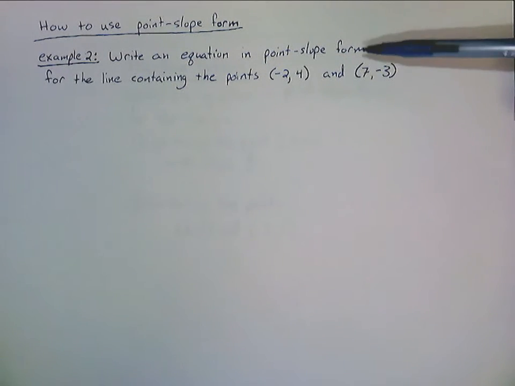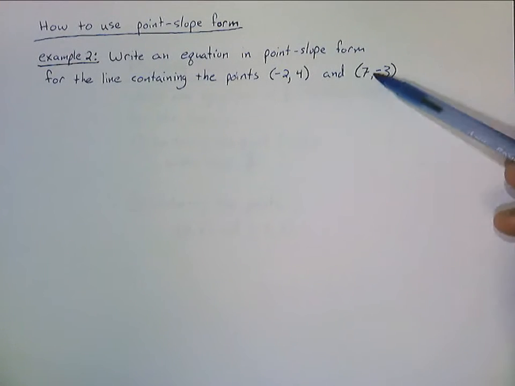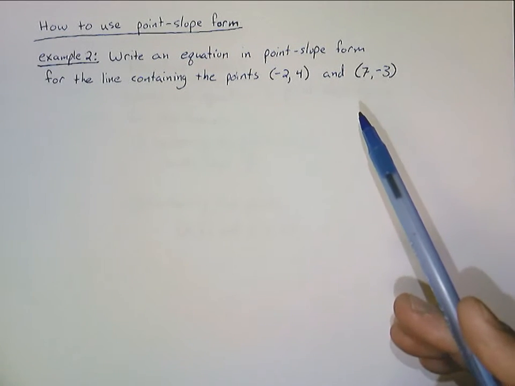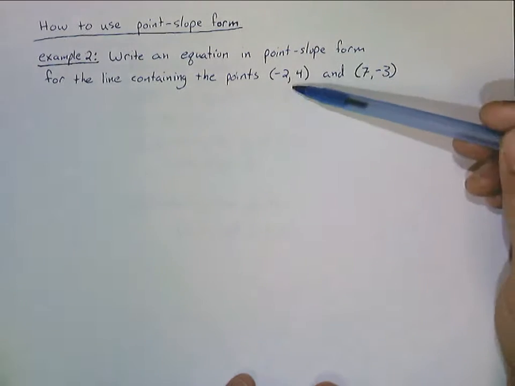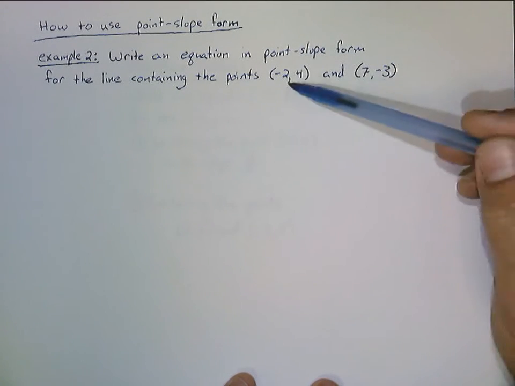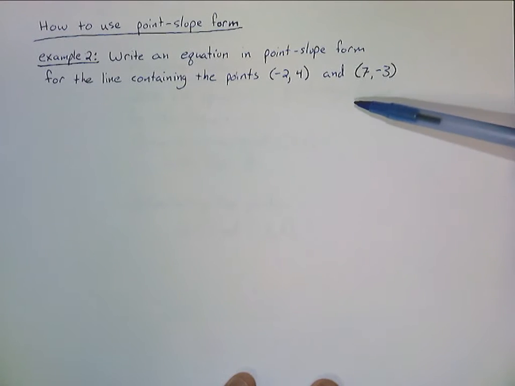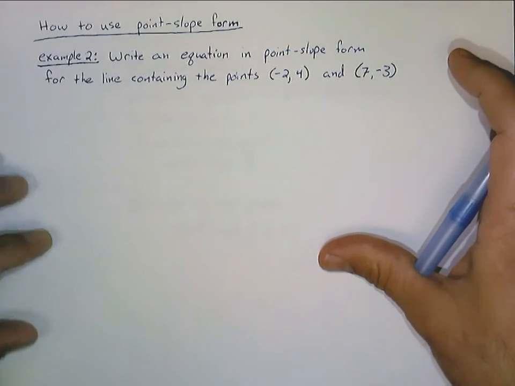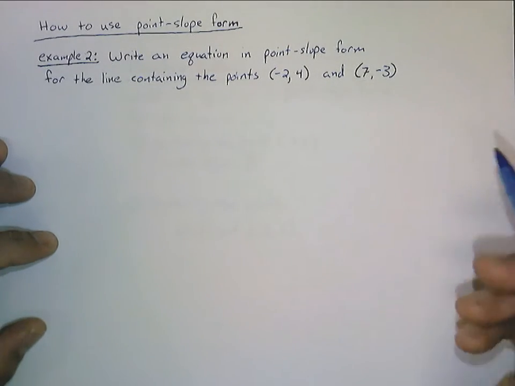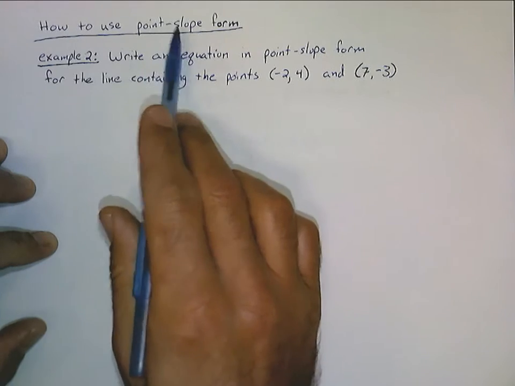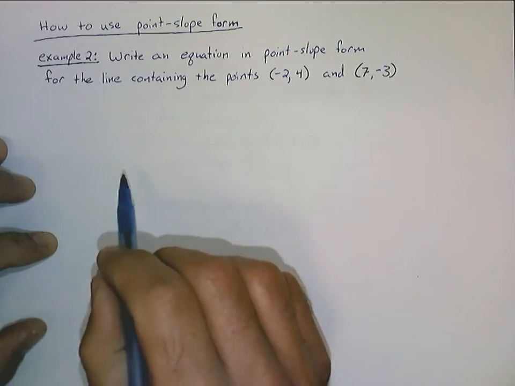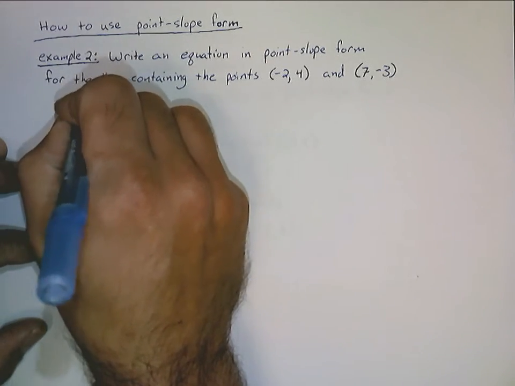So here we want to write an equation in point-slope form for the line containing these 2 points, (-2, 4) and (7, -3). If we have 2 points, that determines a unique line, so we could just go through like we did before and figure out what the slope is and then the y-intercept and write it in slope-intercept form. But point-slope form is really easy because we don't need to find the y-intercept. We do need a slope though, right? In point-slope form we need a point, which we know 2 of, more than enough, but we also need to know the slope. So first we have to find the slope.